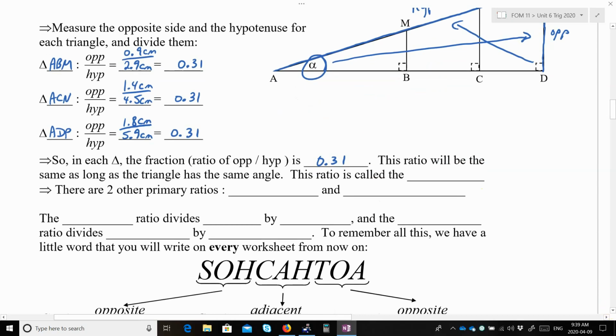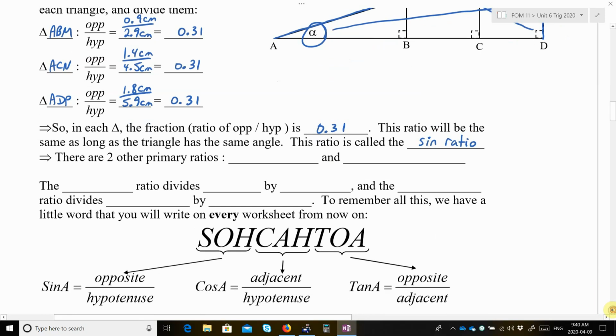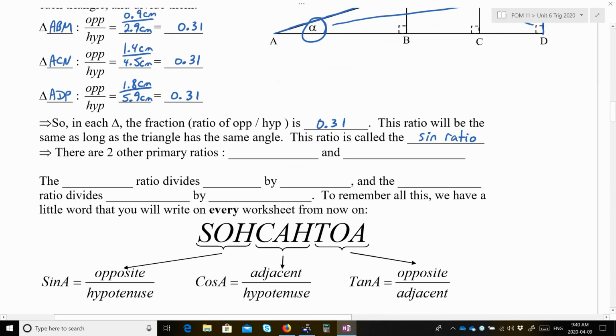This ratio is called the sine ratio. Okay, so when you do opposite over hypotenuse, we give that a special name called sine. There are two other primary ratios: cosine and tangent, which we abbreviate as cos and tan.